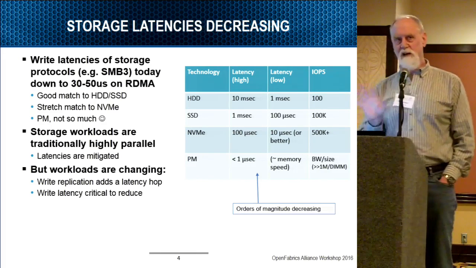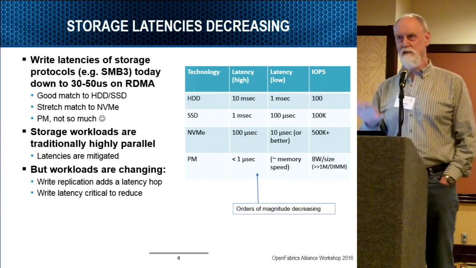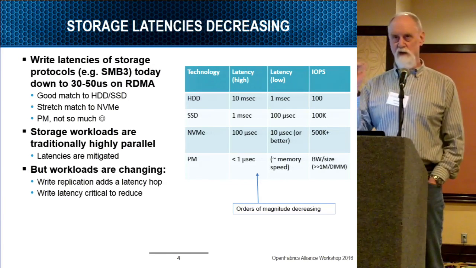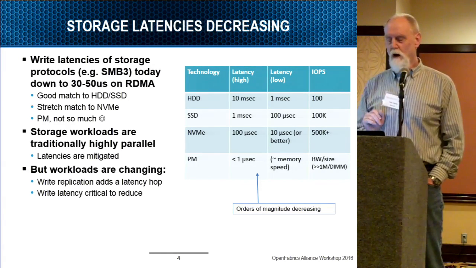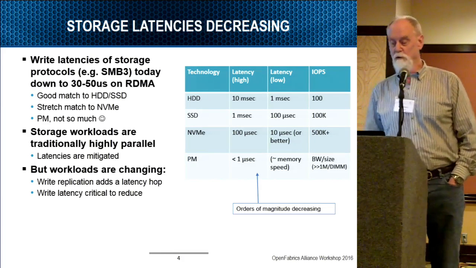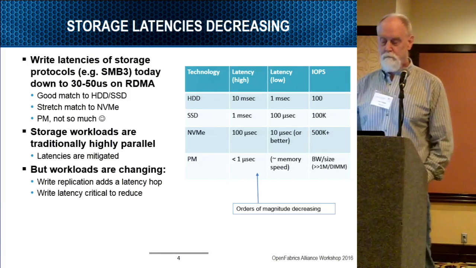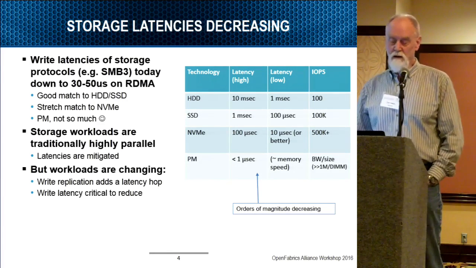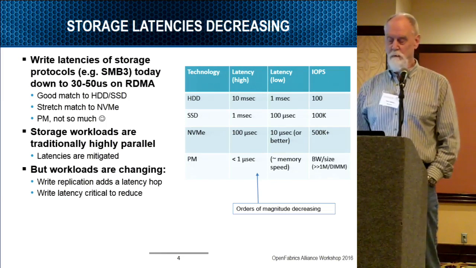PM, persistent memory, not so much, right? 200 nanoseconds, right? Less than a microsecond, right? That's not so good. That's a huge cost to traverse the network. And you can see on the picture, there are order of magnitude drops as we go between these four technologies. Storage workloads additionally are traditionally highly parallel, and that's just an observation to bear in mind for a sec.